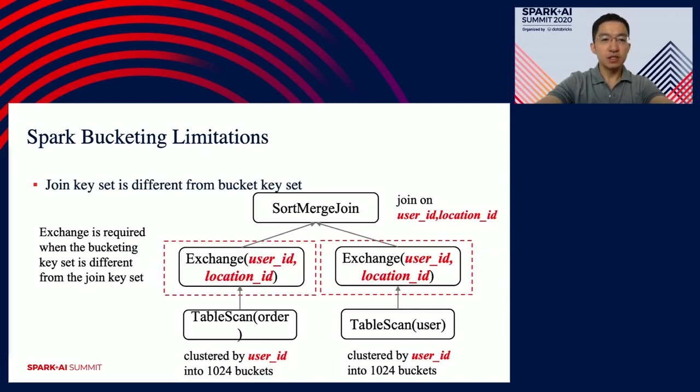Another limitation is that Spark SQL requires both tables to be bucketed on the same key set as the join key set. For example, if both tables are bucketed on user ID, but we want to join them on user ID and location ID, then exchange will be introduced for both of them.